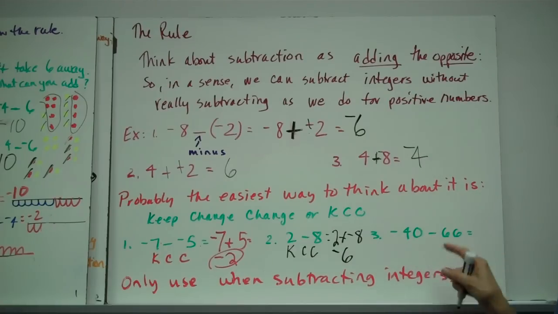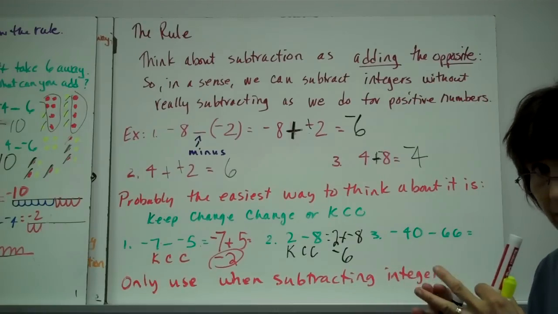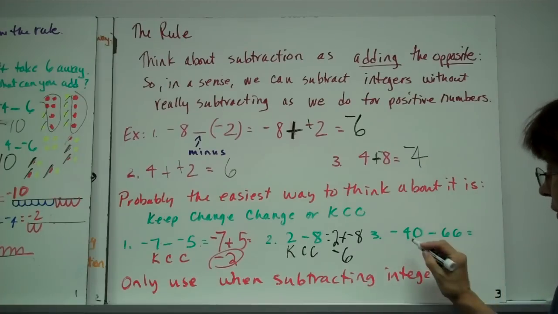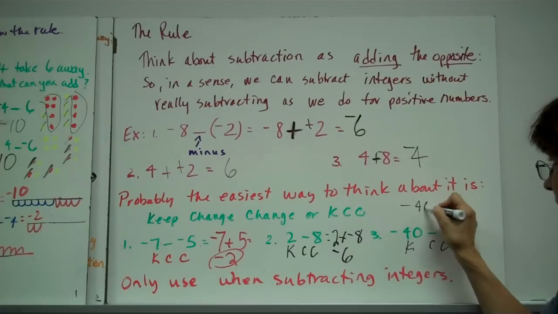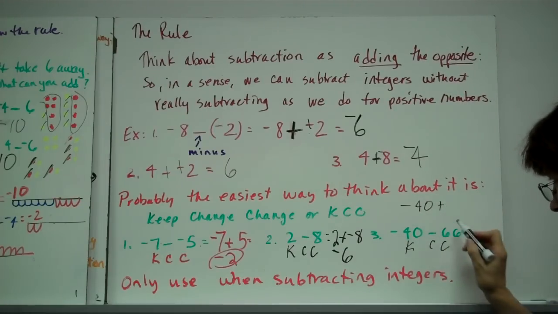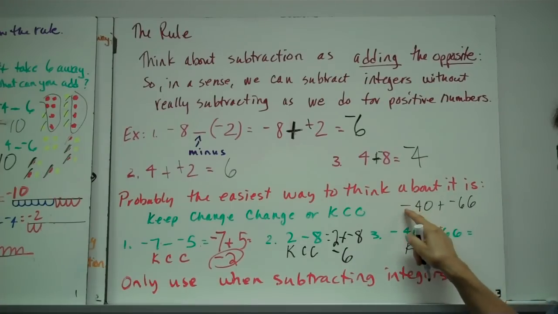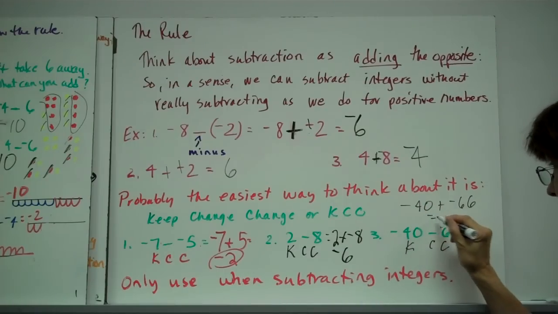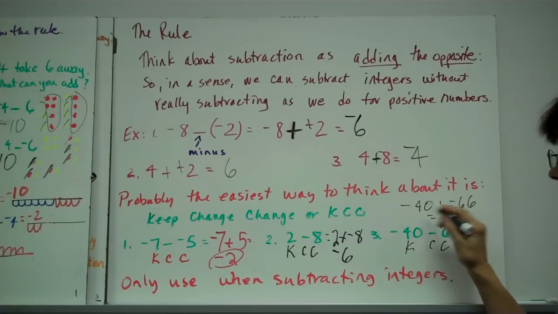Okay, last one. And this is where it's going to come in handy, because with smaller numbers, you can kind of do them in any one of the models. But when you get big numbers like this, it's really hard to do 40 chips or 40 heaps or something. So you want to really apply the rule. So we do keep, change, change. I keep the negative 40. I change that minus sign to a plus sign. And the 66 is a positive 66, but I want to change it now to a negative 66. So I've got like signs, and now we're going to use our adding rules. Like signs add, so 40 plus 66 is 106. Like signs add and keep the sign, so the answer is going to be negative 106.